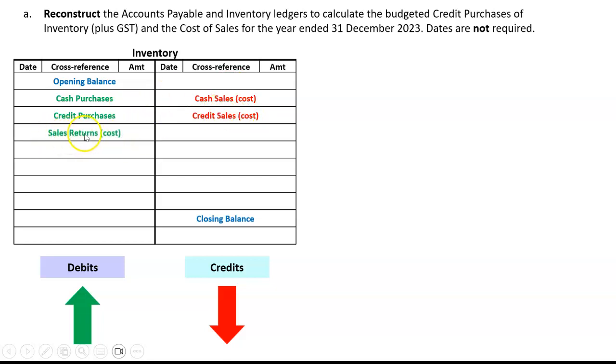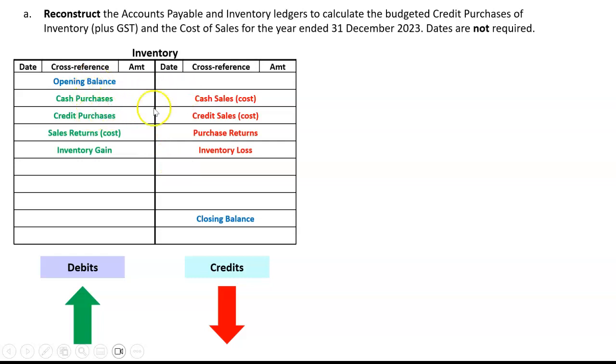What else would make inventory go up? Well, when a customer brings it back to me, that's called a sales return, and the cost price would go in here, not the sale price, because this is inventory. What's the opposite of a sales return? That's a purchase return. There's only one more thing in our course that could make inventory go up, and that is an inventory gain. And what is the opposite of that? It's an inventory loss.